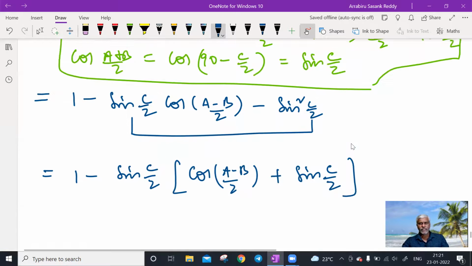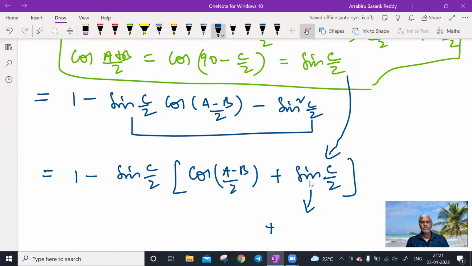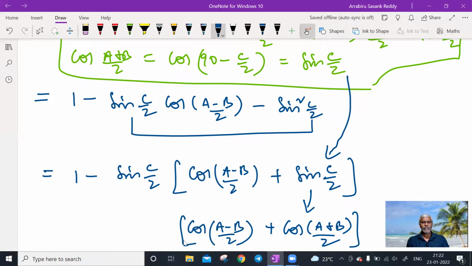Again, converting sin (C by 2) is cos (A plus B) by 2. So writing in reverse, in place of sin (C by 2), write cos (A plus B) by 2, which is cos (90 minus C by 2) equals sin (C by 2). Again writing back and remaining same, cos (A minus B) by 2 minus sin (C by 2), and 1. All are same.